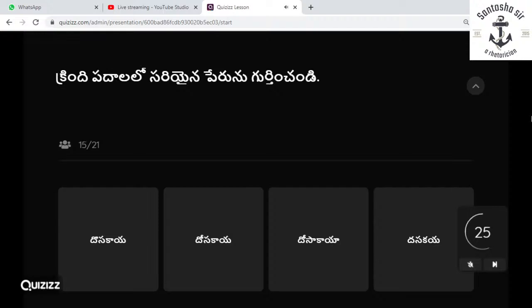Ottulu, Pollulu, Gudi, Dirgam, everything you need to identify if it is correct or not, and then pick the right option. 17 members already answered. You have 15 seconds more. We have 22 participants as of now. Last 5 seconds to pick the right choice for this question.